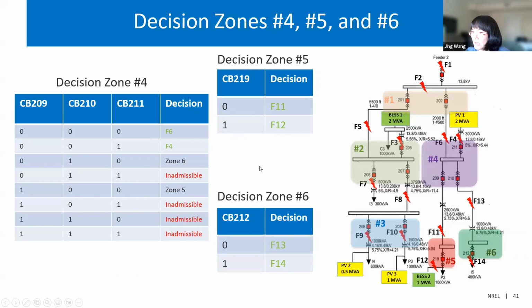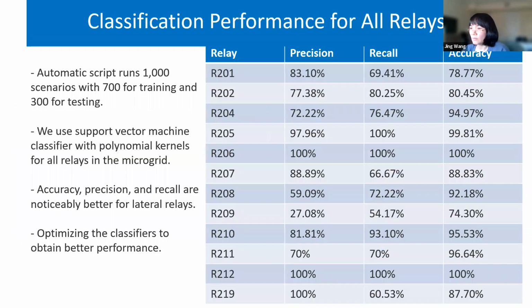The decision is made in a similar way. We can see zone 4 has 3 relays, so it has similar features to zone 2, with more combinations and more complicated decisions. So this is how we define the decision zones. There are a lot of design and implementation details, but because of the time, I will not go through all of them. I will just jump to the results directly.